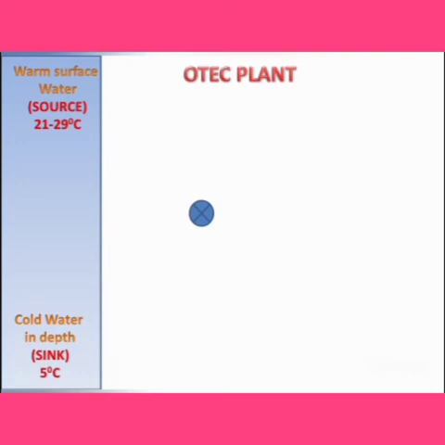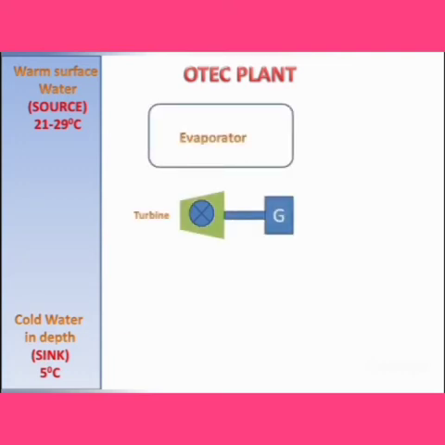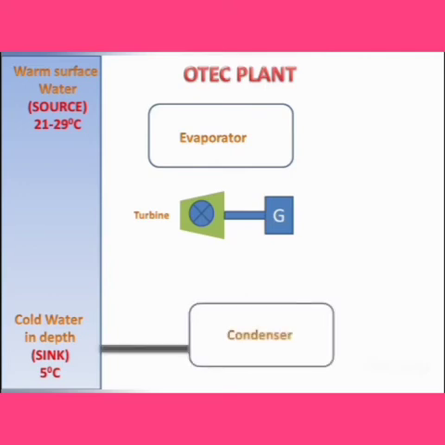Now, the parts of the OTEC plant: we will have an evaporator, and a turbine connected to a generator, and we will have a condenser which is connected to the cold water in depth. The evaporator is connected to the surface water of the ocean. Now the surface water, which is at the higher temperature of 21 to 29 degrees Celsius, will go to the evaporator, where it will be converted into vapors.